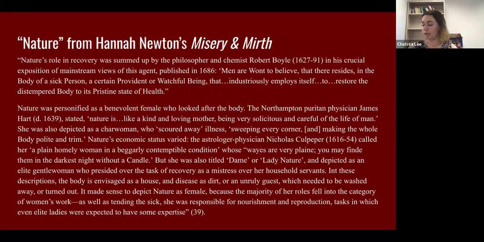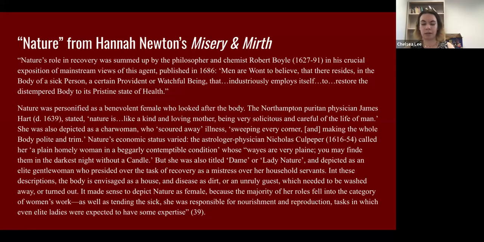Nature's economic status varied. The astrologer physician Nicholas Culpeper called her a, quote, "plain and homely woman in a beggarly contemptible condition," end quote, whose, quote, "ways are very plain, you may find them in the darkest night without a candle," end quote. But she was also titled Dame or Lady Nature and depicted as an elite gentlewoman who presided over the task of recovery as a mistress over her household servants.